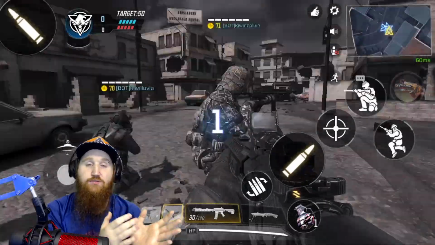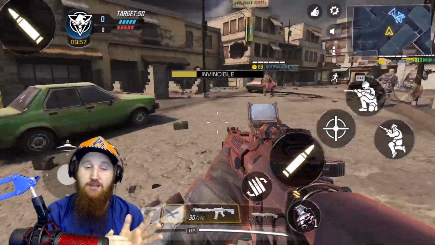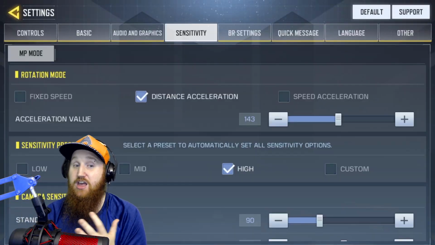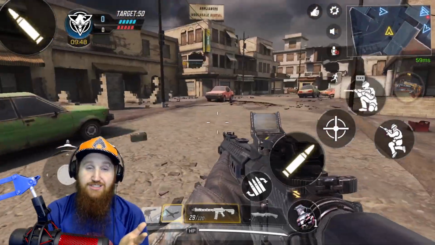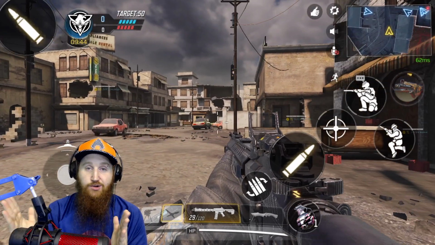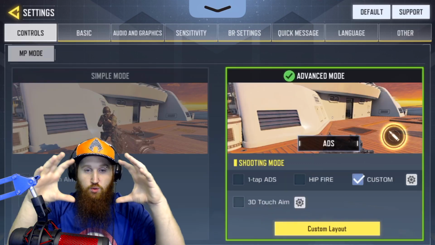So 140 right now for me is probably about average. 120 is the fixed speed, so it's basically going to multiply that. So if you jump it all the way up to 300, you're going to find the faster you move your finger, the faster it's going to accelerate, and the faster you're going to start spinning around. And for distance, if you have it all cranked up, the farther you move your finger, the quicker it's going to start accelerating. And those all group together.